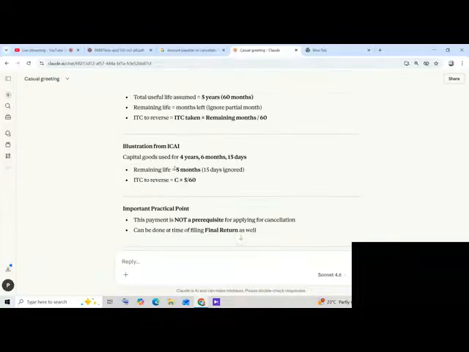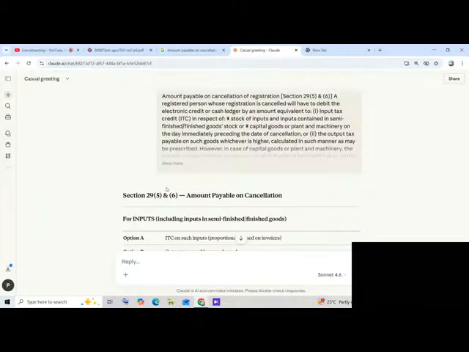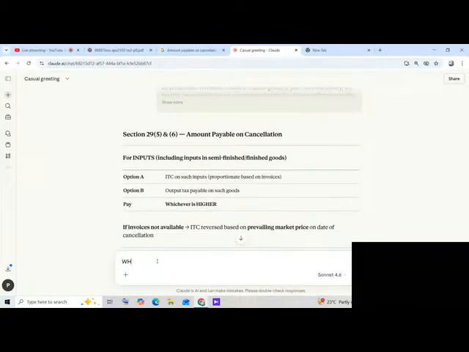Okay. So here I have a doubt, which is what is output tax? I know what output tax is, but what does output tax payable on such goods mean? Is it on the inputs or on the input?